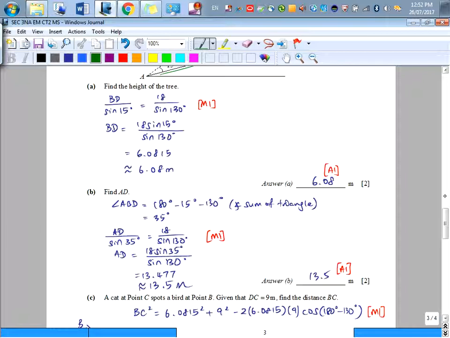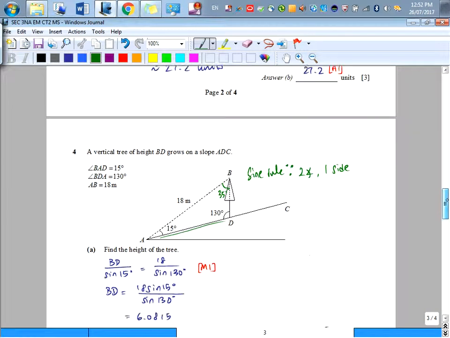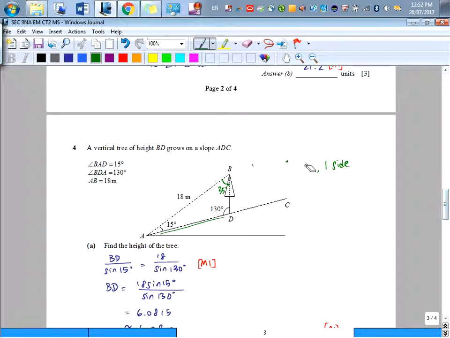Then the last part, a cat at point C spots a bird at point B. Given that DC is 9 meters, find the distance of BC. Okay, so over here we have 9 meters for DC, right? Then I need you to find this length. What other information do I have? This will be 50 degrees, because angles on a straight line add up to 180 degrees. So this must be 50.